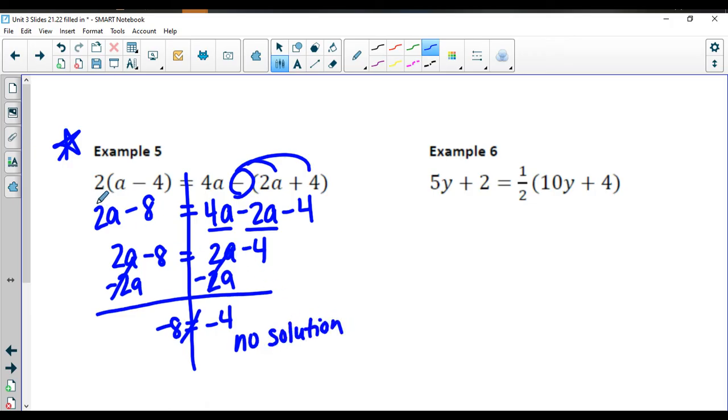And on a test or a quiz, you would want to write out all this work, demonstrate that there is an untrue answer here, and then your final answer would actually be to write the words no solution.